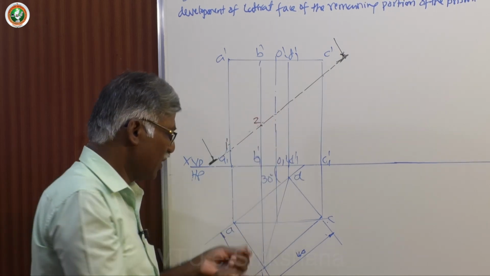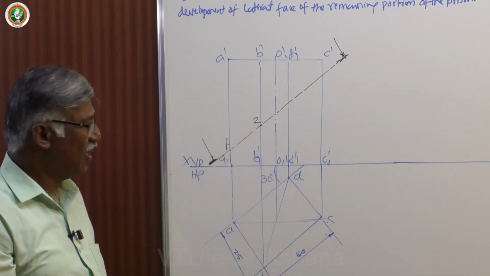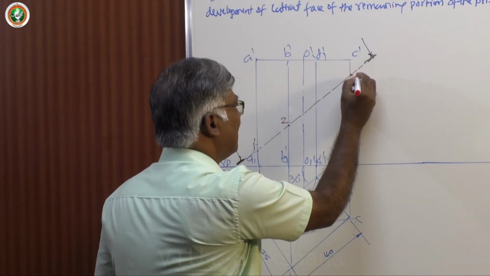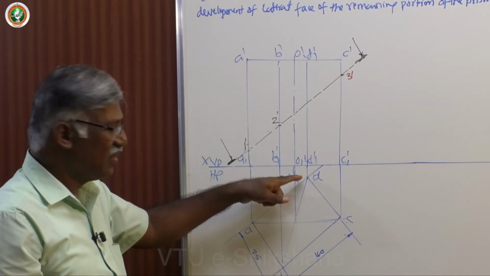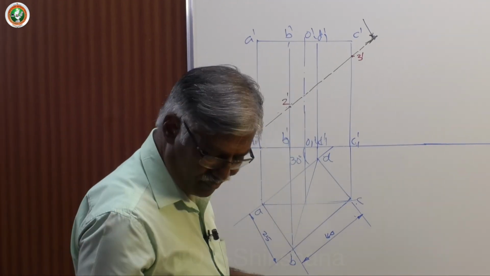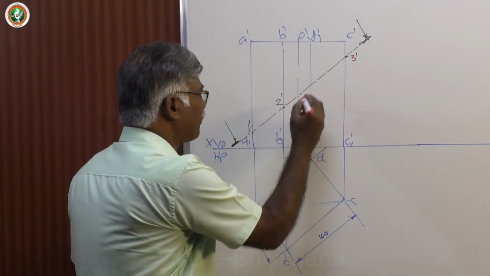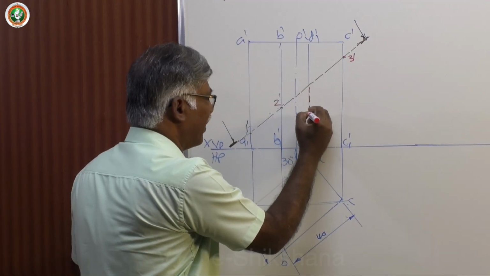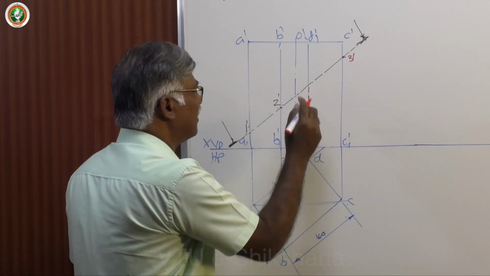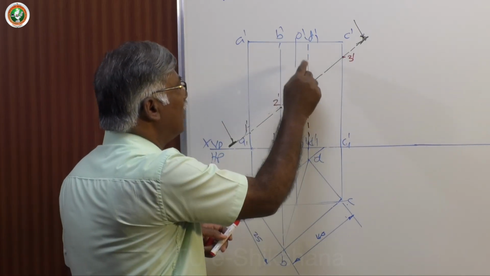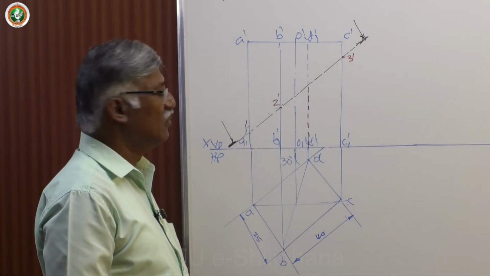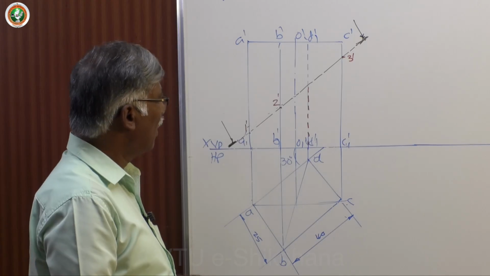This is also visible. AA1 is visible, BB1 is visible. CC1 is also visible because that is the extreme edge, 3 dash. Whereas DD1 is not visible. So that should be made dotted. Because overall it's not visible. Yes. Even this thin line, it should be dotted. Invisible edge.